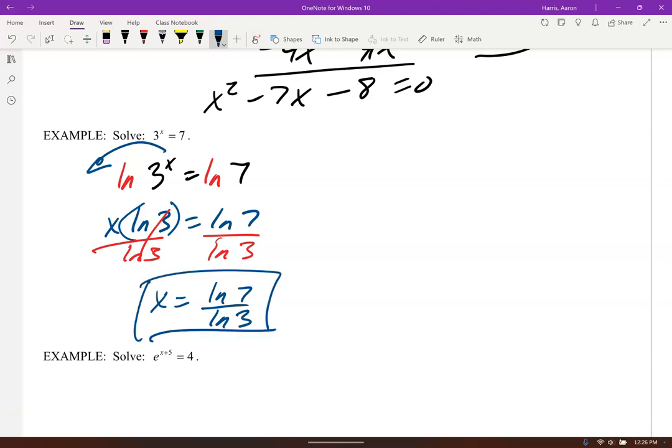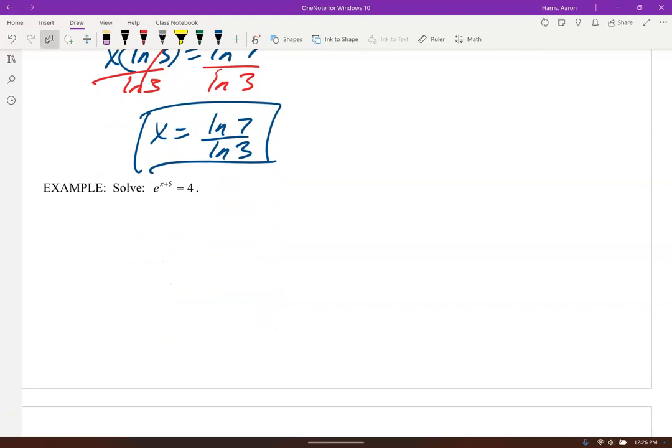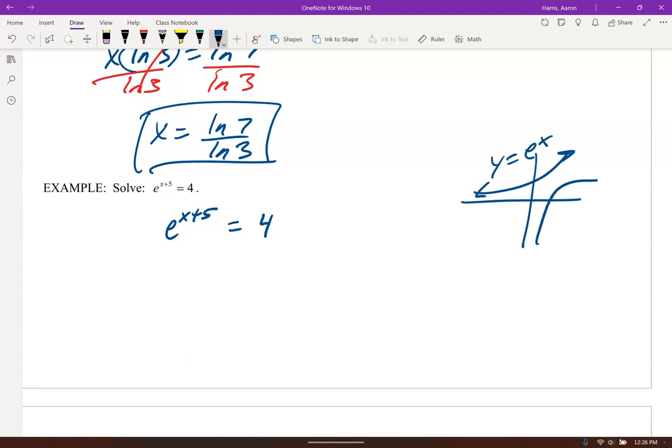And by the way, note, I could have also just taken log of both sides. And you'd have still ended up with the same answer, which is ln of 7 over ln of 3, whatever that is. Let's do similarly on this. You got e to the x + 5 equals 4. Well, I got to get the x down, if you will. And remember, the inverse of e to the x is the natural log of x. Remember, the natural log of x is log base e of x. Right? So they undo each other.